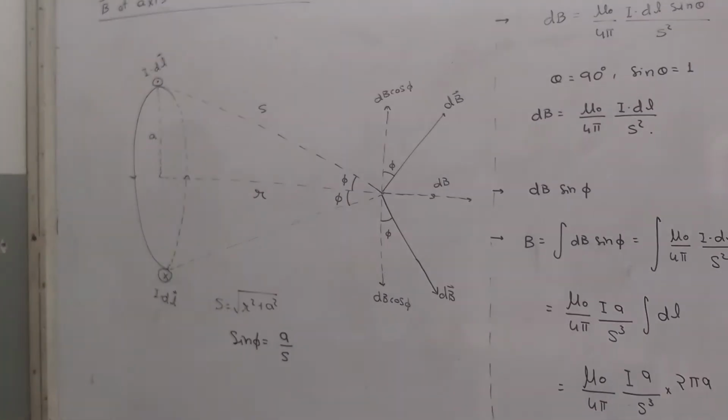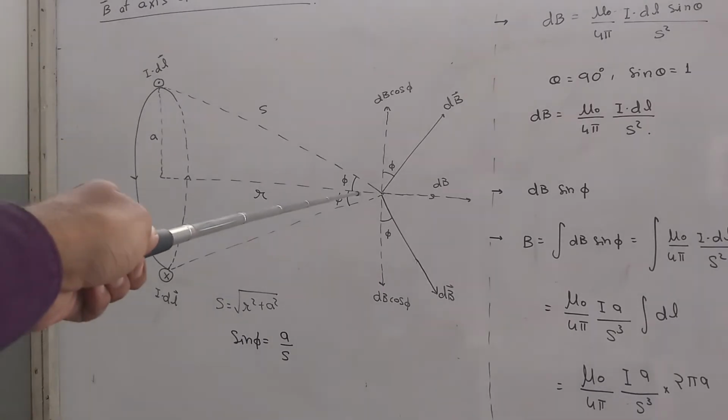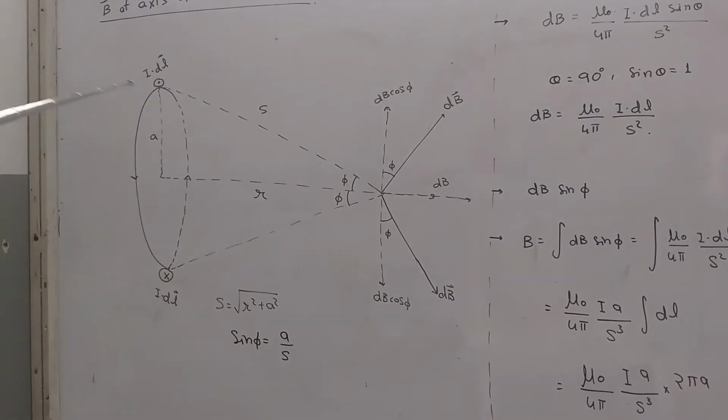Alright, now I have selected two current elements, one at the top and the other at the bottom. First I am going to apply Biot-Savart's law to find the magnetic field due to these two current elements. Consider the top current element. The current element is I dl. The point at which I have to find the magnetic field is this point. So I need to know this distance.